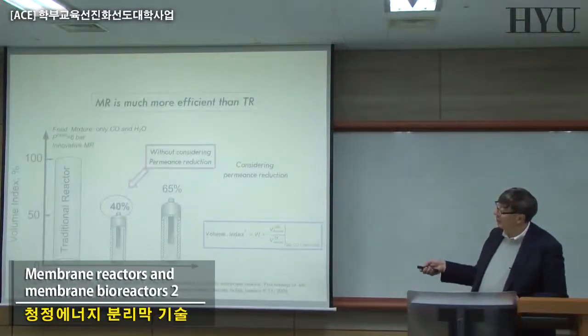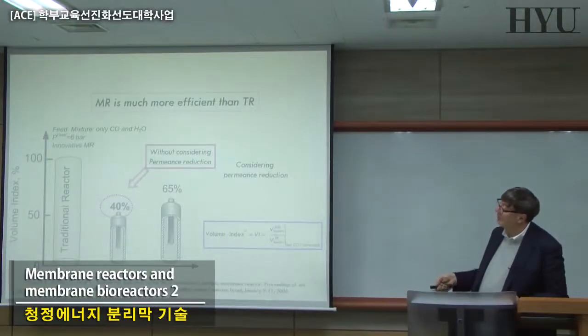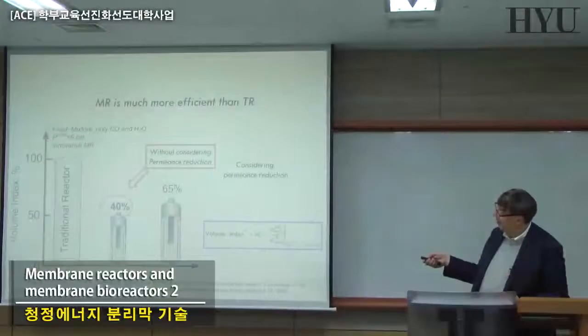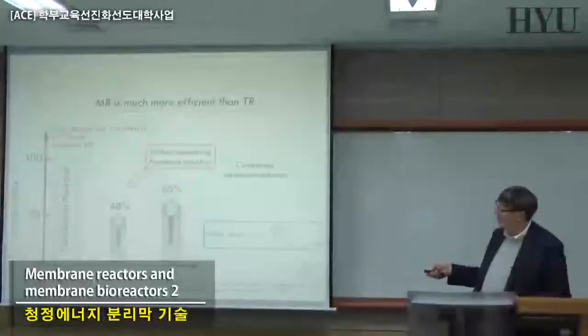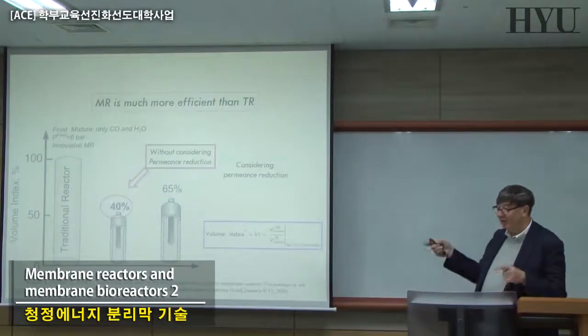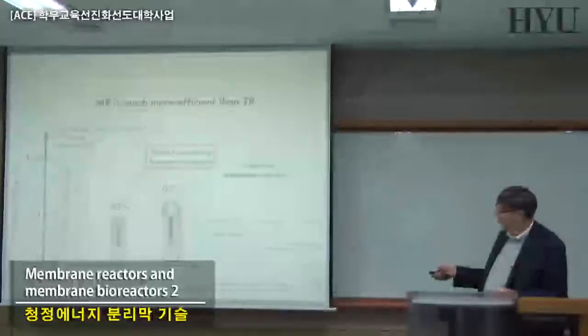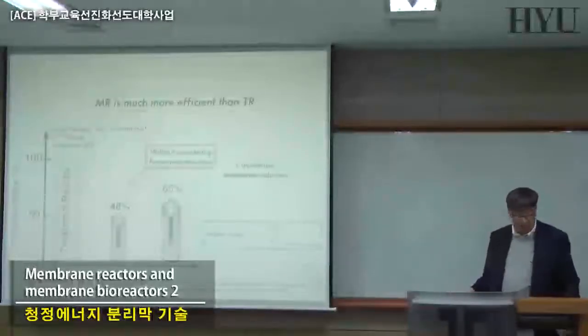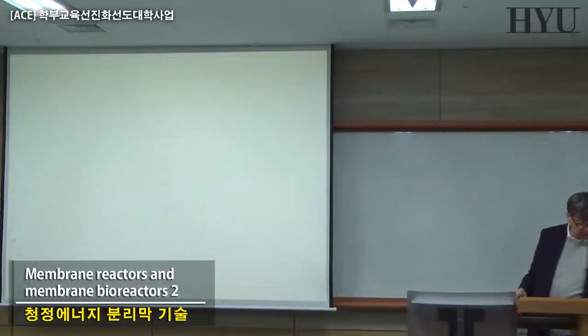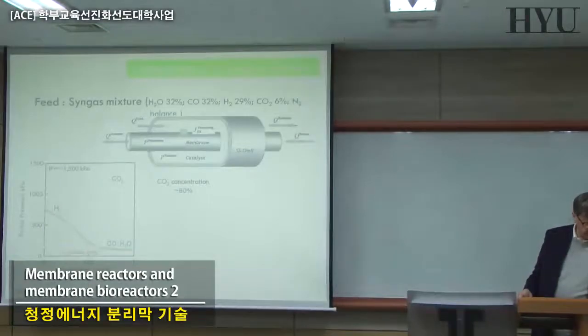So the traditional reactor should be number 1, and you can assume a number of 100. The 40%, 65% is just the volume of the reactor, considering the reduction in permeance, or not considering the reduction in permeance, which are the effects related to CO adsorption or not. And that's something that is now becoming quite common, to realize what has to be done.